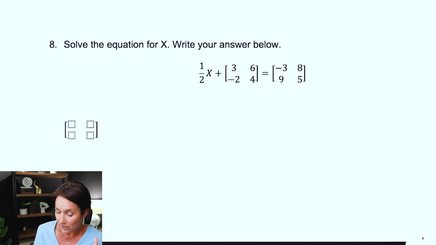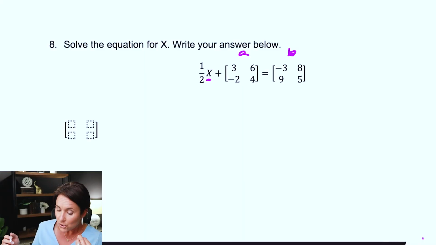So for this, I'm going to just label these A and B because we're going to be using some algebra to move things around right here. It's saying solve the equation for X. Write your answer below. So we need to isolate this X. And right now, I have a bunch of things on one side of the equal sign, and a bunch of things on the other side. What I really need is that X alone, just like in any normal algebra problem where we're isolating the variable. So how would I do this?